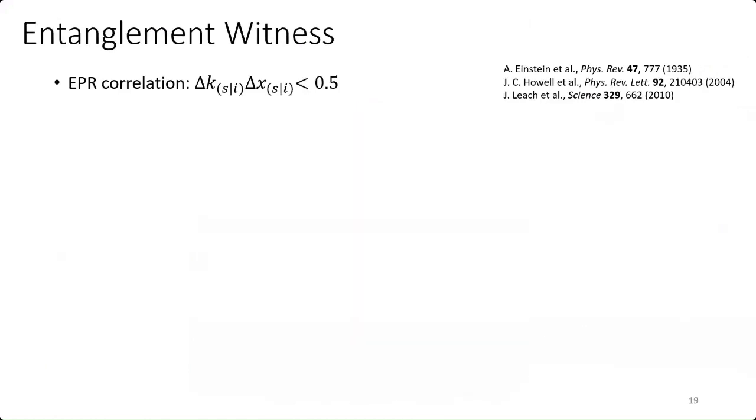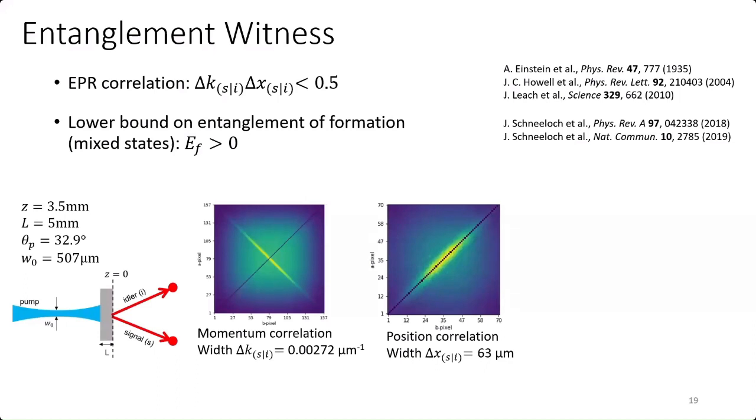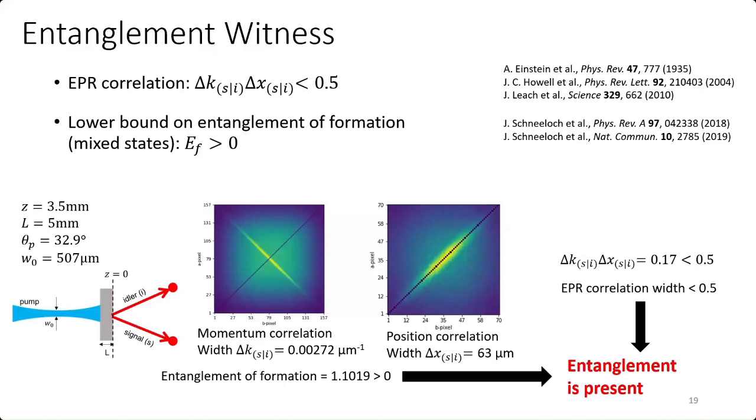In order to verify the presence of entanglement, we have made use of entanglement witnesses like the EPR correlation width and the lower bound on entanglement of formation. For the non-collinear regime, the lower bound of entanglement of formation would be used because it is not possible to find the width of fringe-like structures. So just for one simple case, I would present the results. When the EPR correlation width is less than half, and when the lower bound on the entanglement of formation is positive, then we see that entanglement is present.